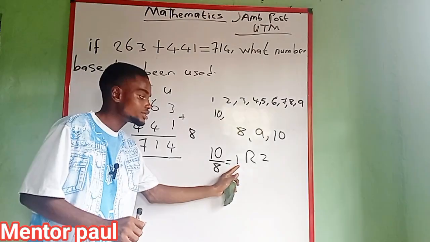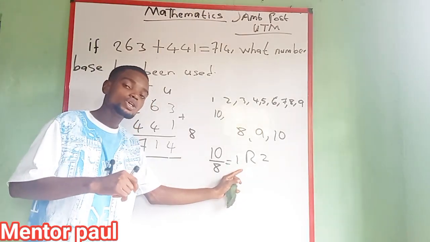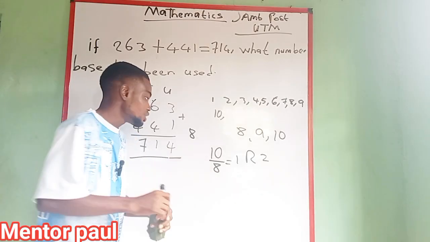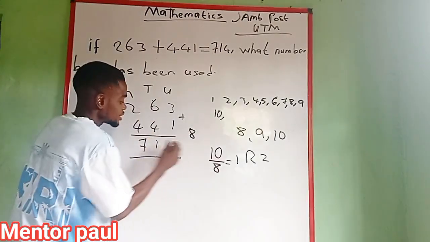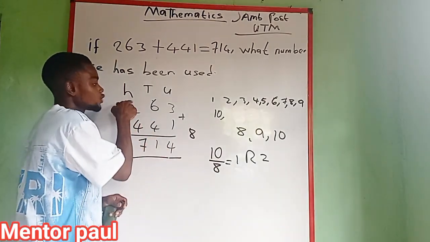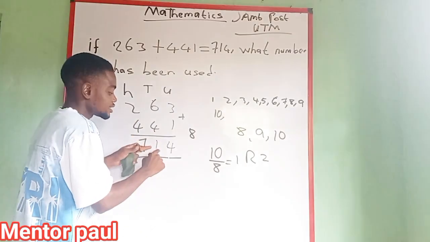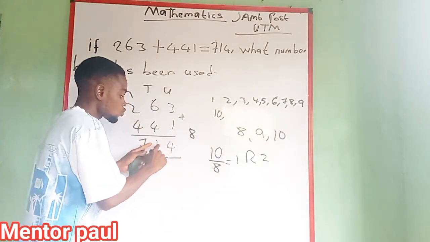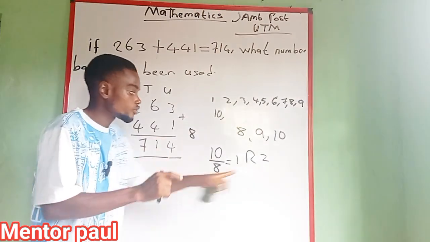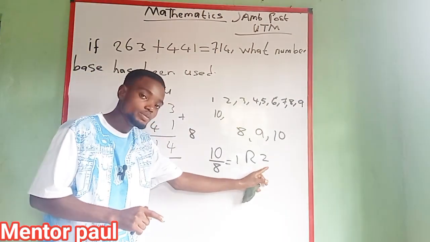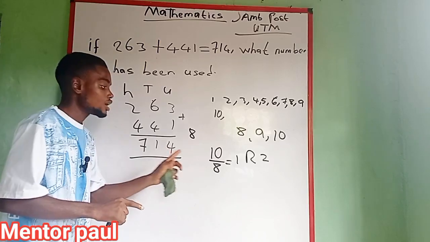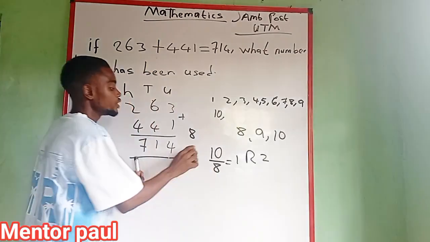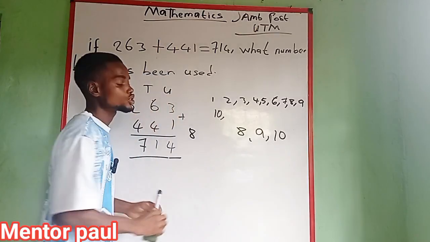Now, this one that you got, you're going to carry it over and write the remainder. So I'm now going to write remainder 2 and carry 1 over here. Now, if you look at here, what was written here is 1. So because 1 was written here, instead of the remainder 2 we have, it means that this operation was not done in base 8. So base 8 cannot be what the operation was done in.